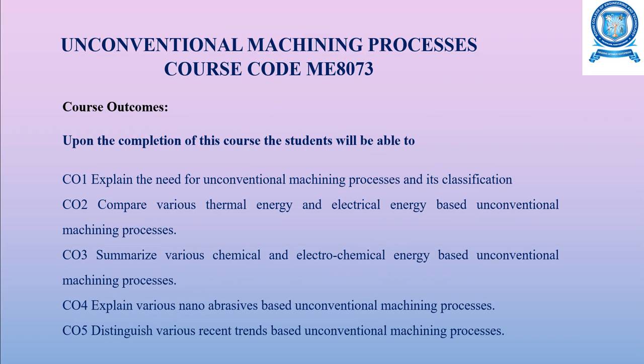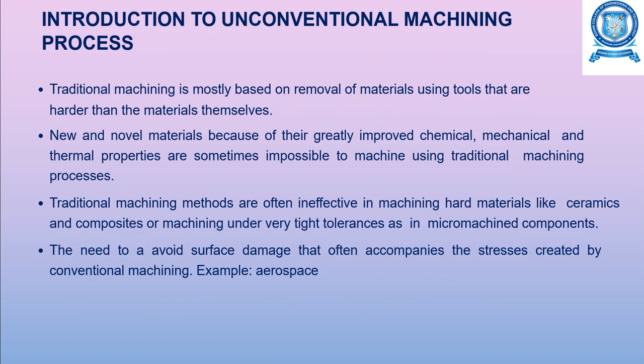And what would be the course outcomes for the students? Upon completion of this course, they will be able to explain the need for unconventional machining processes and their classification from Unit 1, compare various thermal energy and electrical energy based unconventional machining processes from Unit 2, summarize various chemical and electrochemical energy based unconventional machining processes from Unit 3, explain various nano abrasives based unconventional machining processes from Unit 4, and distinguish various recent trends based unconventional machining processes from Unit 5. So, introduction to unconventional machining process.